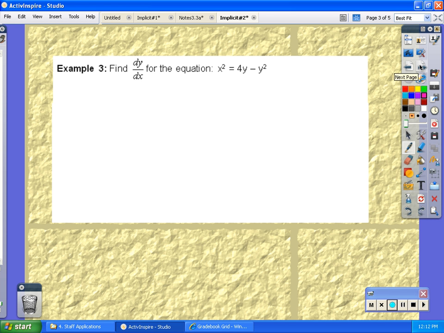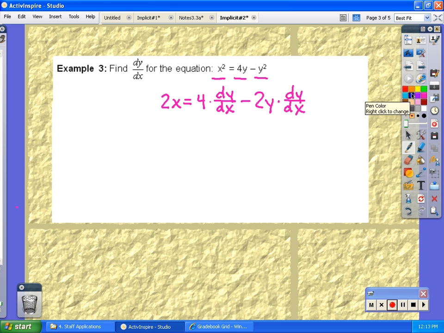Example number 3. You have 3 terms that we need to take the derivative of. The derivative of x squared is 2x. The derivative of 4y is 4 times dy over dx. And the derivative of y squared is 2y times dy over dx. Remember what I told you yesterday. The first step that you're taking is calculus, and everything after that is algebra. So it's a matter of factoring, adding like terms, combining like terms, multiplying, dividing, subtracting.